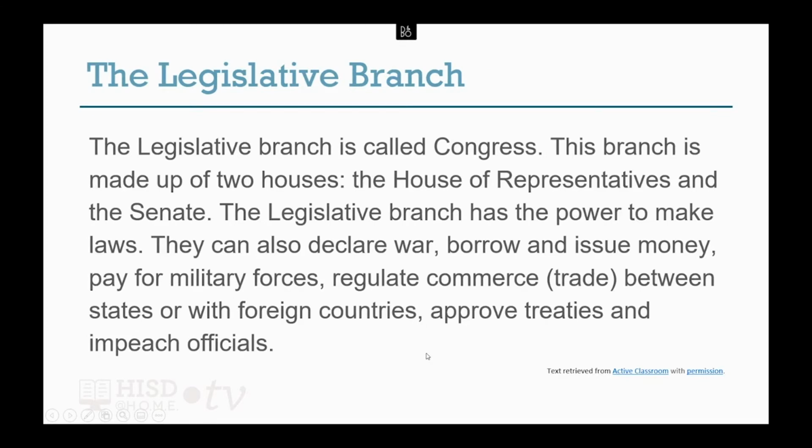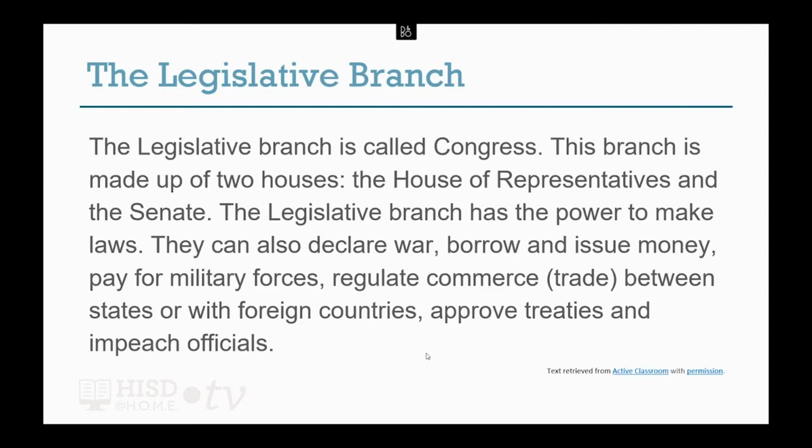Please follow along as I read aloud. The legislative branch is called Congress. This branch is made up of 2 houses, the House of Representatives and the Senate. The legislative branch has the power to make laws. They can also declare war, borrow and issue money, pay for military forces, regulate commerce or trade between states or with foreign countries, approve treaties, and impeach officials.